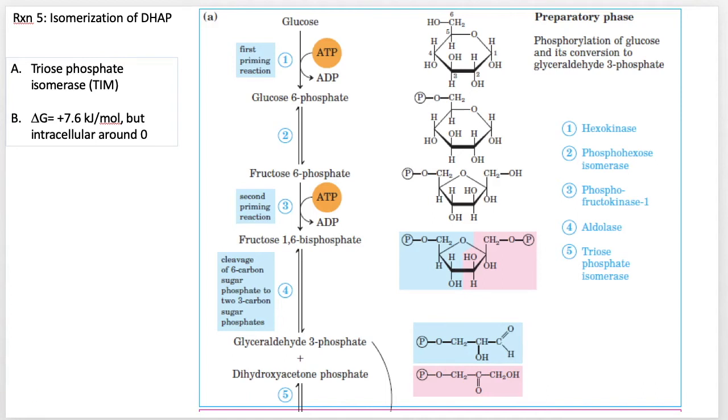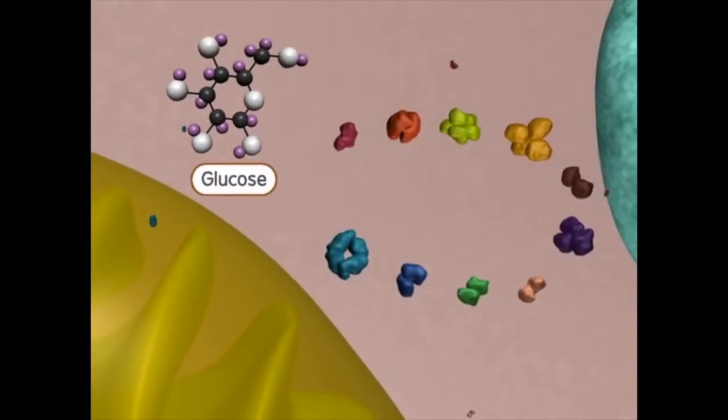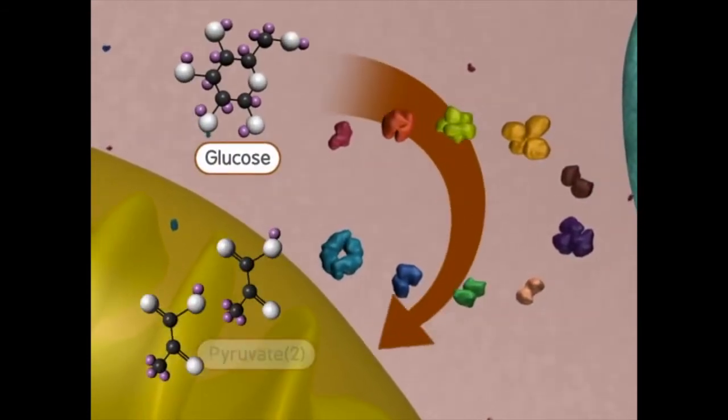That's what we want. Now, that's the end of the preparatory phase, the energy input phase of glycolysis, whatever you want to call it. And so I want to cut to a nice visual representation of what's happening. I've gone into a lot more detail, but I'm kind of a visual movie person, so I wanted to cut to a really good video of what this looks like. Let's watch as these enzymes oxidize one glucose molecule into two pyruvate molecules.